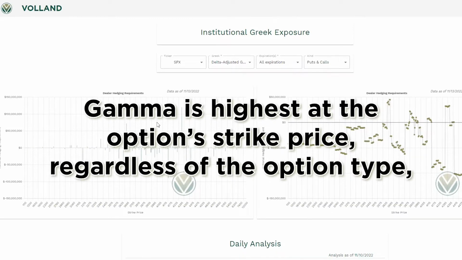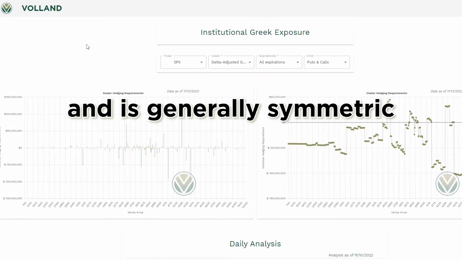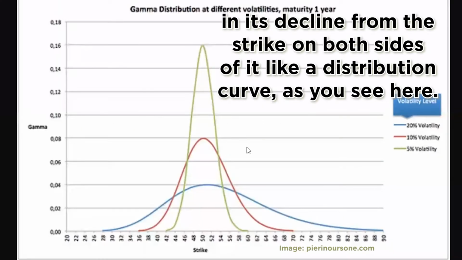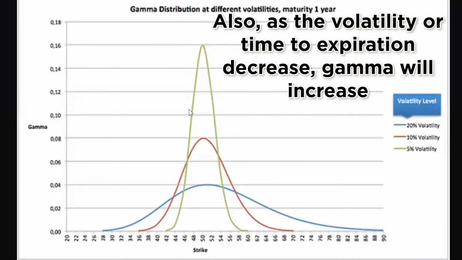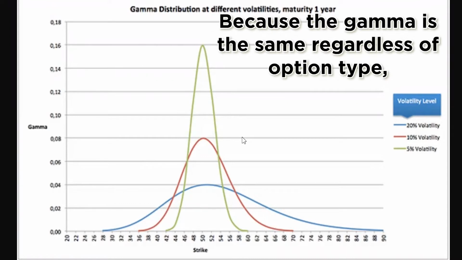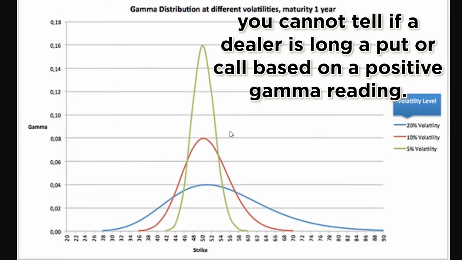Gamma is highest at the option strike price, regardless of the option type, and is generally symmetric in its decline from the strike on both sides of it, like a distribution curve, as you see here. Also, as the volatility or time to expiration decrease, gamma will increase at the money strike. Because the gamma is the same regardless of option type, you cannot tell if a dealer is long a put or call based on a positive gamma reading.